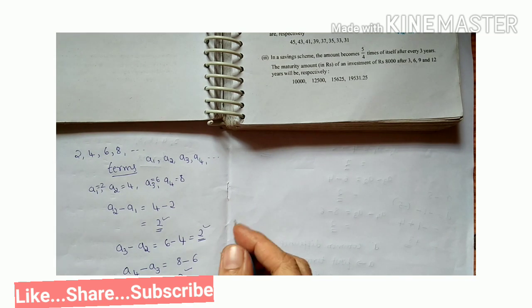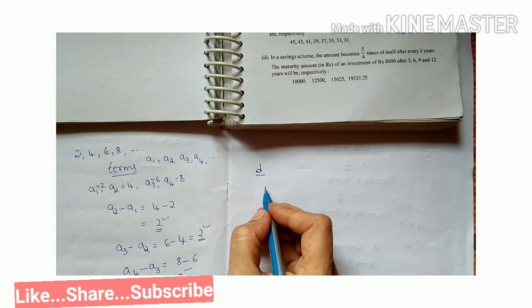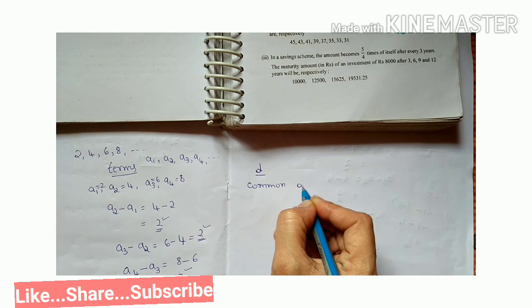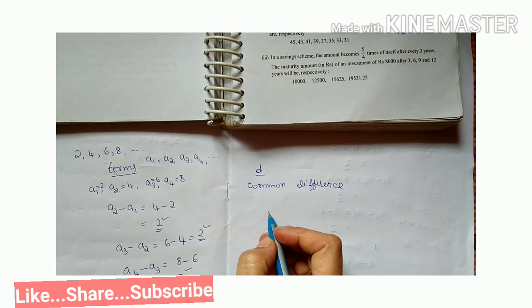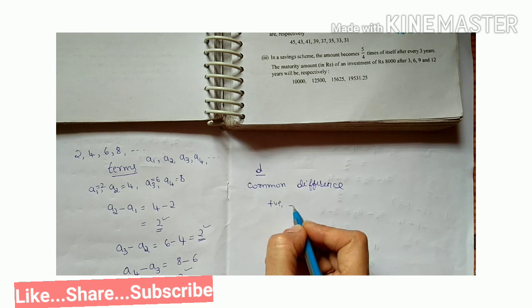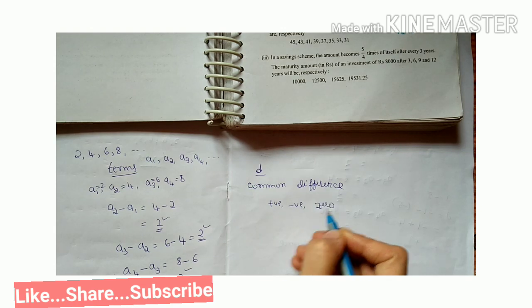The fixed number is denoted as D and it is called common difference. Remember that common difference can be positive, negative or 0. D value may be positive, negative or 0.